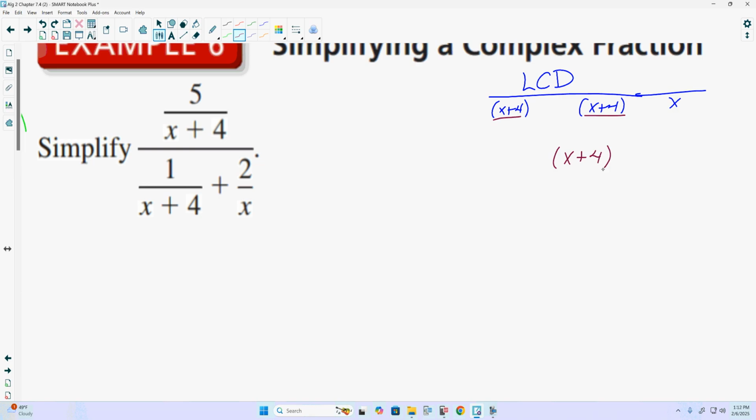So we only need it once. And the only other factor that shows up in any of the denominators is x, and the one time it shows up, it only shows up once. So the least common denominator of this entire fraction is x times x plus 4. Questions on this so far?